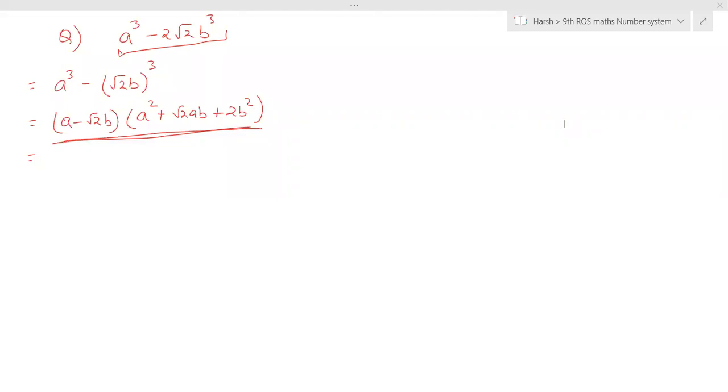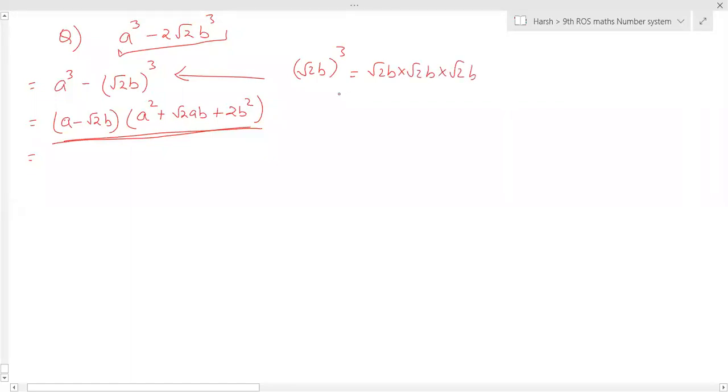Okay, anyway, everyone understood? Then again I showed a cube minus 2 root 2 b cube. Did you understand why under root 2b is the whole cube? Because you write root 2b as root 2 into root 2 into root 2b, which is root 2 into root 2 is 2, root 2 b cube. Understood? Others?